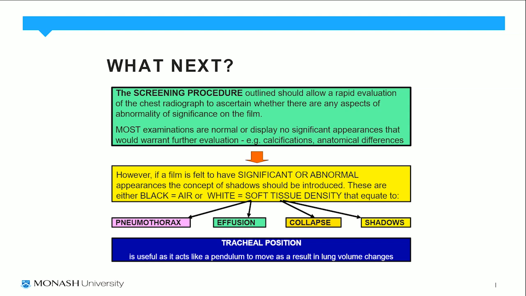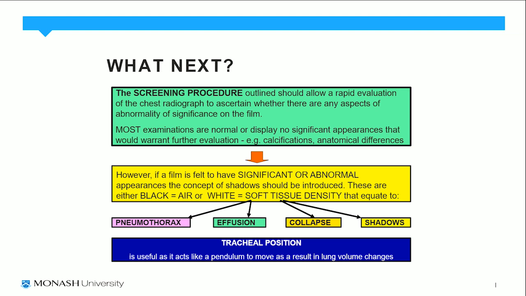So what next? Once the screening procedure outlined has been followed, this will allow a rapid evaluation of the chest radiograph to see whether there's any evidence of abnormalities on the image. Most examinations are normal, and you need to remember that they might display no significant appearance, for example, calcifications or anatomical differences.